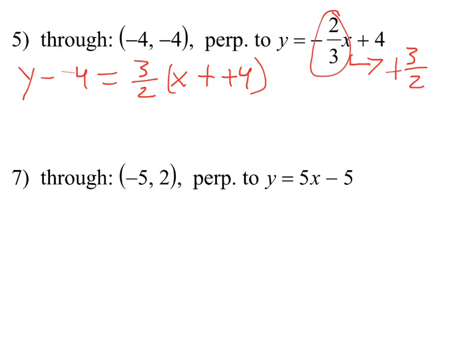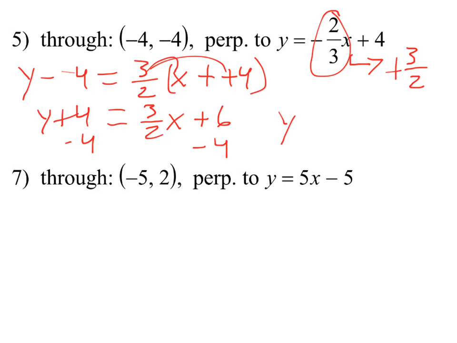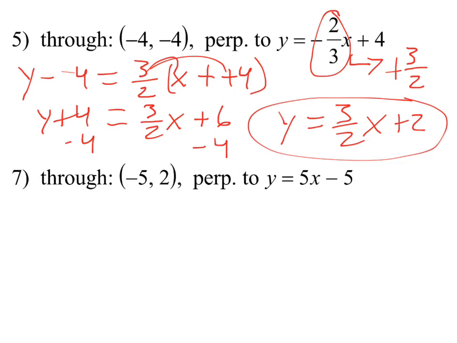So this is the same thing as adding positive. Now we're going to distribute that 3/2 through. On the left side we got y plus 4, because the double negative. And we got 3/2 x, and then 3/2 times 4. Well, you do 3 times 4, that's 12. Divided by the 2 gives you 6, so this one's going to be 6. And now when you get y by itself by subtracting 4 from both sides, we get y equals 3/2 x plus 2. Ta-da! There's that one.